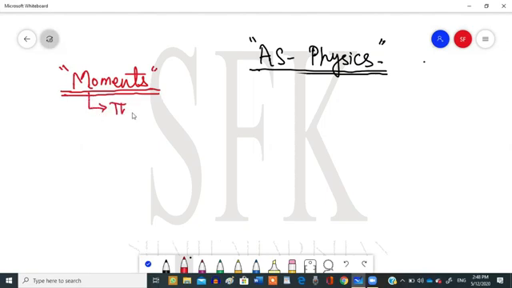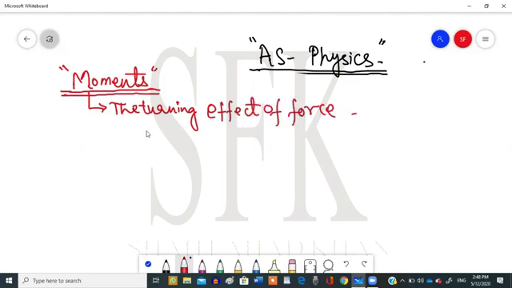By definition, what is moments? Moments is the turning effect of force. And this is something you've done in O-levels as well. The turning effect of force is called moments. And if the examiner asks you to define what a moment is, this is not enough for the definition. You have to define it mathematically.